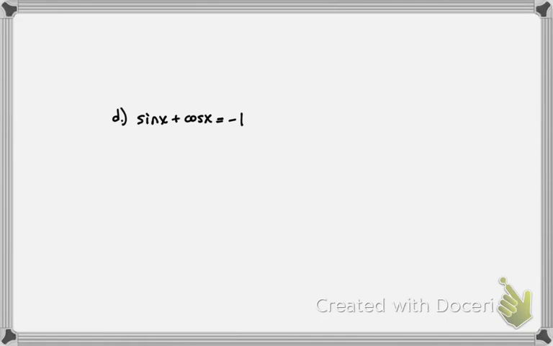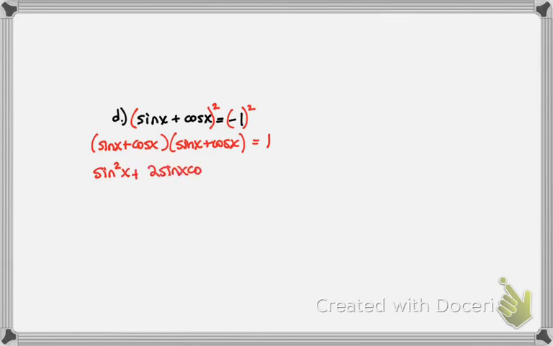So the reason why I have to square both sides on this problem is because I can't replace sine with anything except for 1 over cosecant or cosine with anything except for 1 over secant, and that's not going to get me anywhere. So if I square both sides, then I get sine of x plus cosine of x times sine of x plus cosine of x equals 1. I need to FOIL this, and when I FOIL this, I get sine squared of x plus 2 sine of x cos of x plus cosine squared of x equals 1.